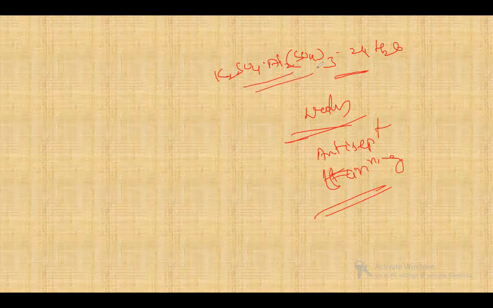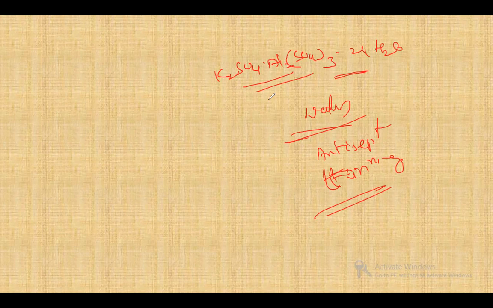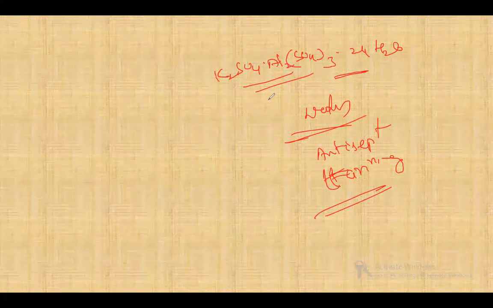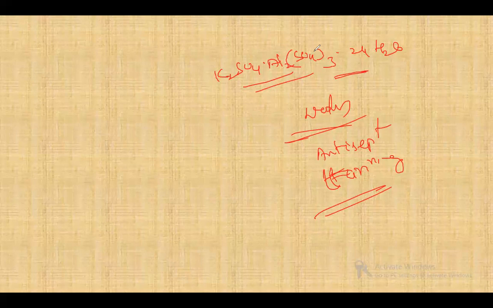Potassium aluminum sulfate is a product from bauxite or from aluminum. Alum is a white, transparent crystal, kept in water for purification to remove impurities. This is about group 13.